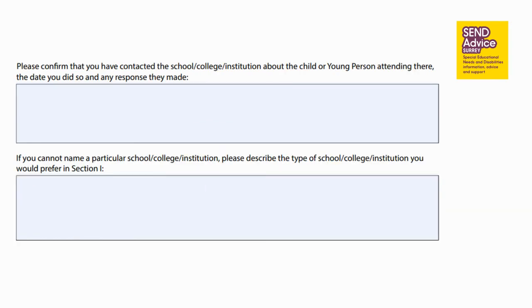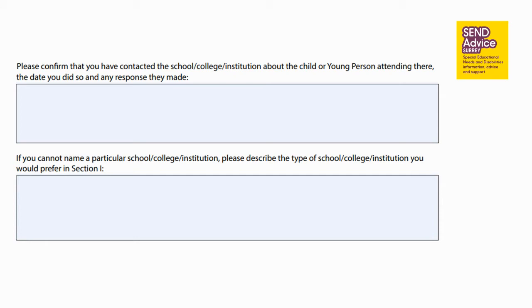In the first box, you're confirming you have contacted the school about a place for your child, the date you contacted them and any response you've got. You may need to do an additional sheet, which we'll explain on the next slide. It's best to contact the school in writing via email so you have evidence.